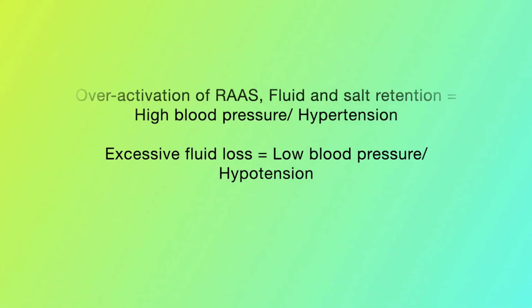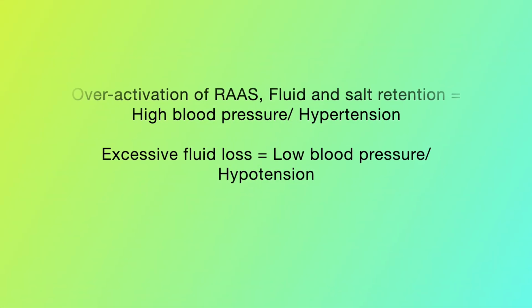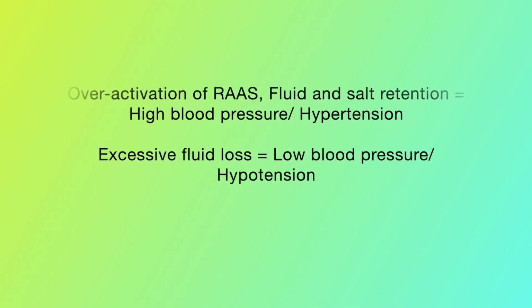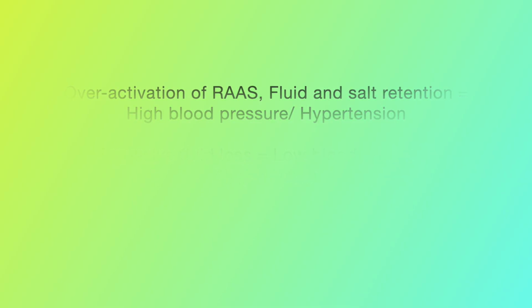So why does this matter clinically? If the kidneys overactivate RAS or retain too much sodium and water, blood pressure can stay chronically high, leading to, you guessed it, hypertension. If they can't conserve sodium and water effectively, blood pressure can also drop too low, which is called hypotension.